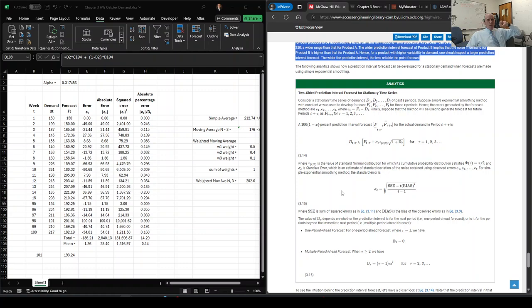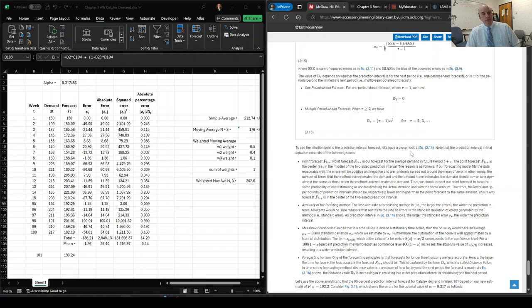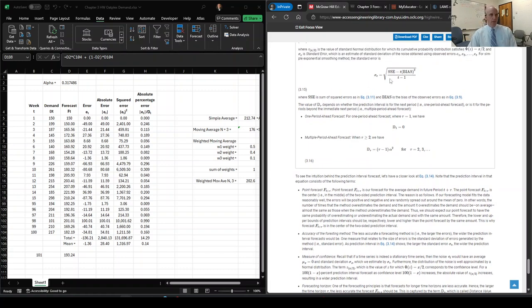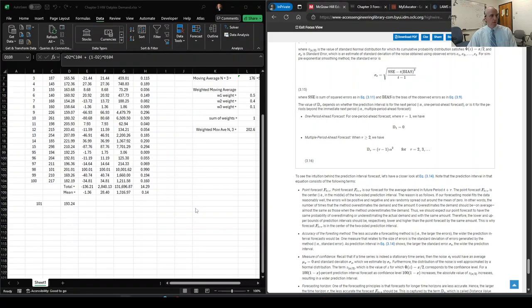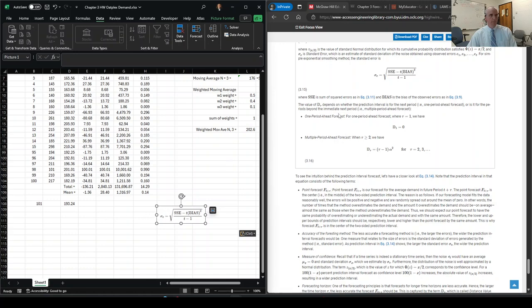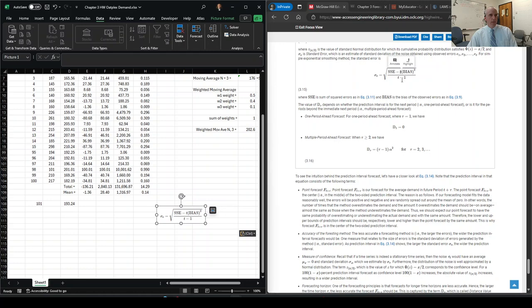Here's the math behind what we're going to do. We're actually going to use this equation to help us find that interval forecast. So let's walk through this equation here. In fact, I might even just take this equation and copy it over to the spreadsheet here, just so we have a way to look at that. SSE is the sum of squared errors. T is the number of weeks. In this case, it's 100.